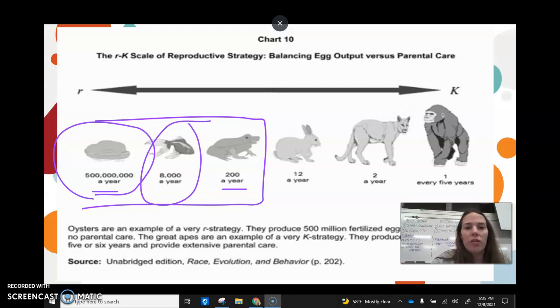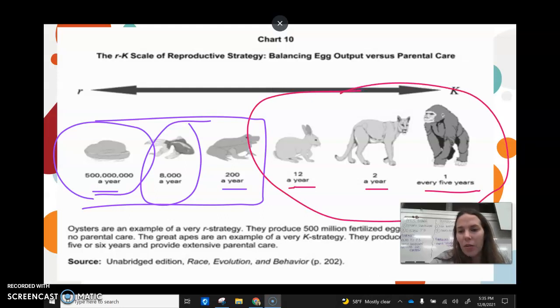their life. Versus the primate, which I'm going to go with a gorilla, maybe a chimp, the mountain lion, and even the rabbit. They're going to fall more on the K-selected side. Okay? Now, the primate's definitely going to be very K-selected. One offspring every 5 to 6 years. And as you can see, it says provides extensive parental care.